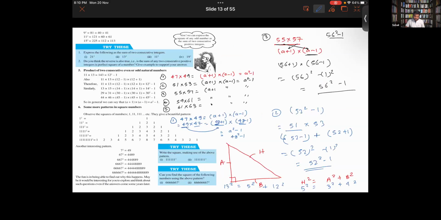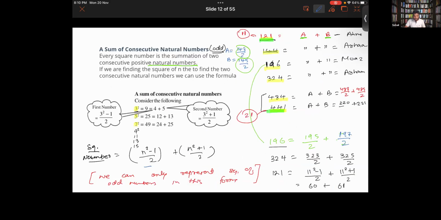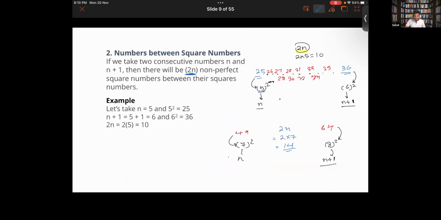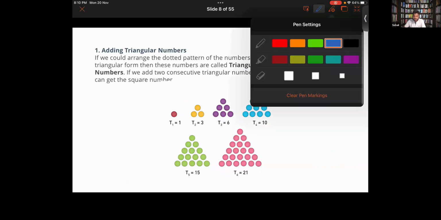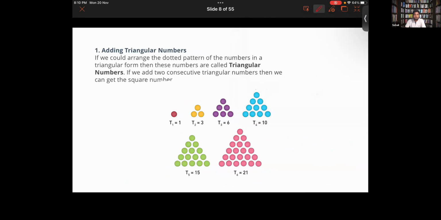Okay. Now moving on, we have got some interesting patterns in the case of square numbers. कुछ interesting patterns हैं हमारे पास. Also, if I were to ask you, regarding these Pythagorean triplets, how can I actually find out the Pythagorean triplets? So when the hypotenuse is equal to the perpendicular and base. That is correct. That is the theory part.